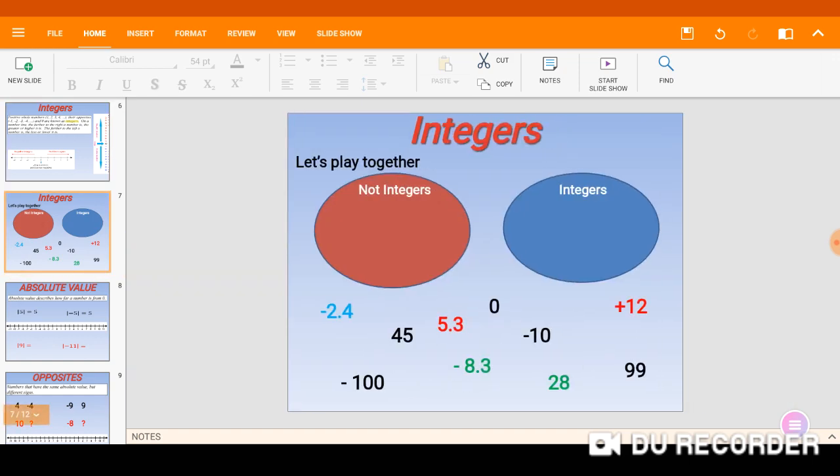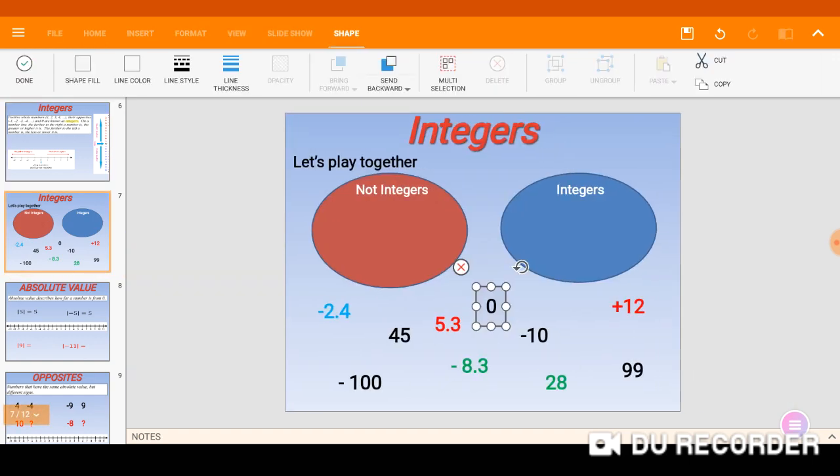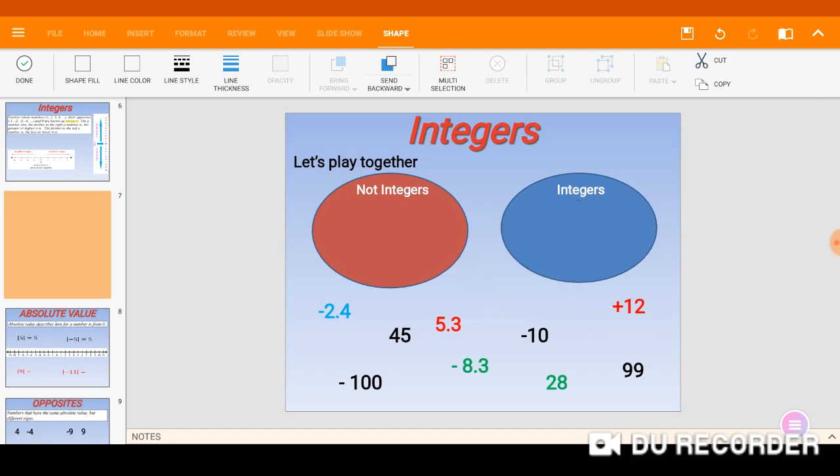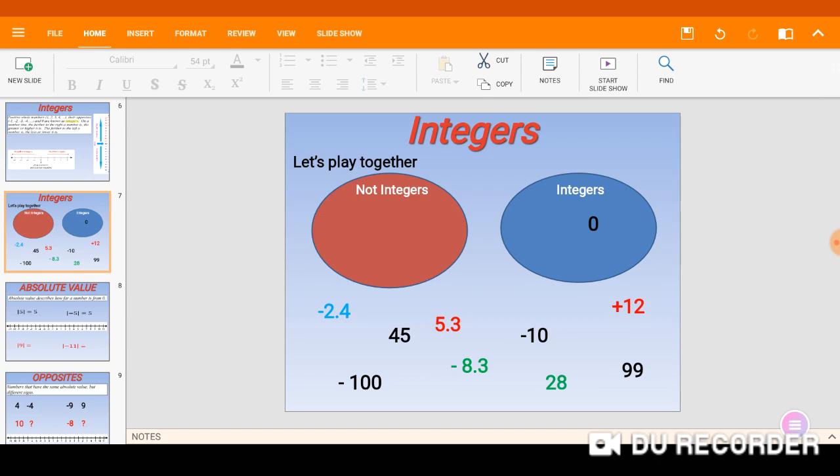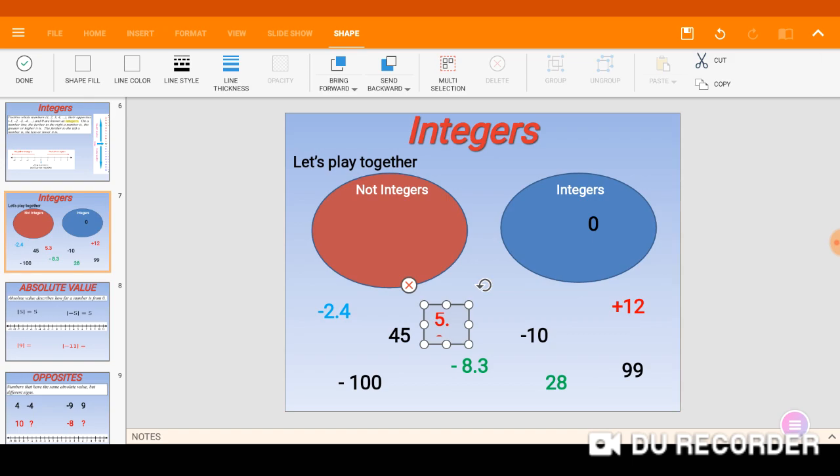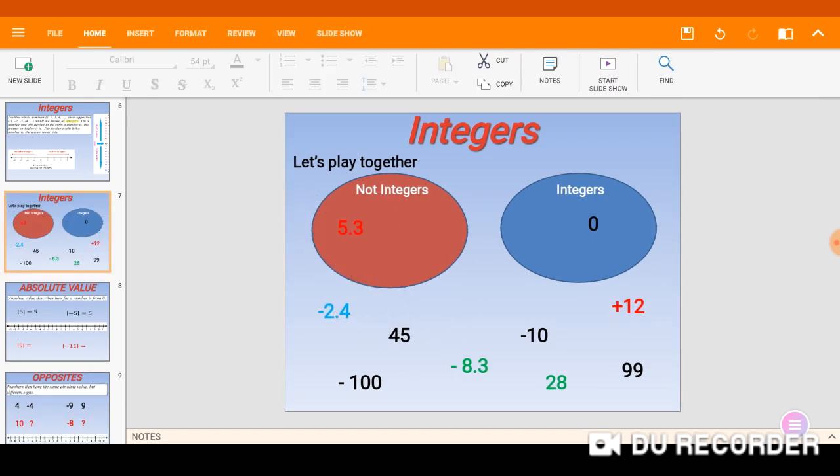Remember it well. Okay, 0. What about 0? Is it an integer or not? Yes, it's an integer, because 0 belongs to the integer numbers. Okay, 5.3 is not an integer. Why? Because it's a decimal number, and integers are only whole numbers. Positive 12, integer.